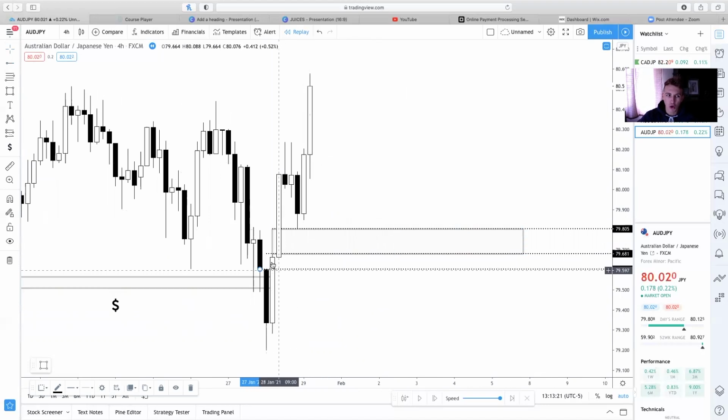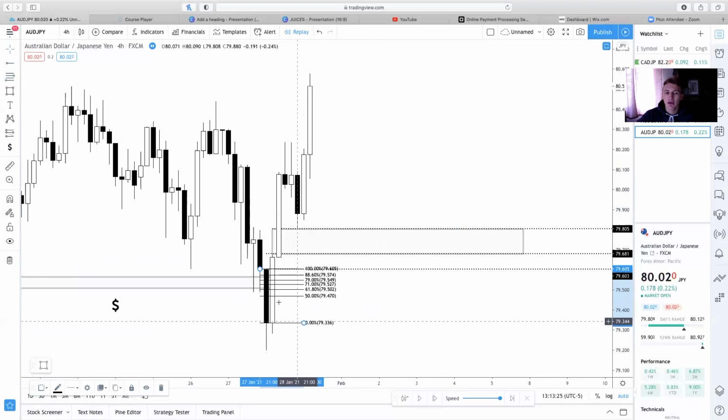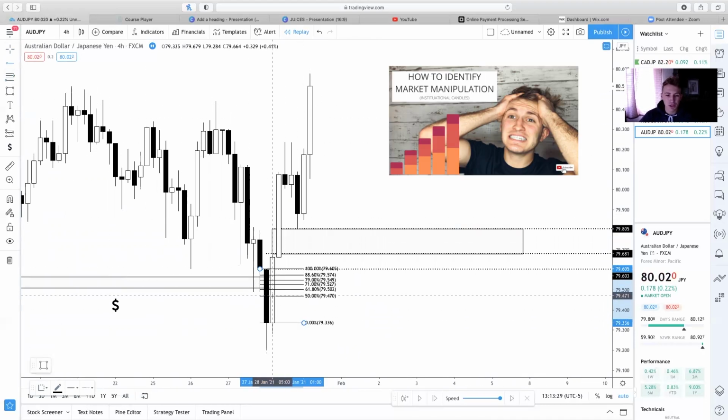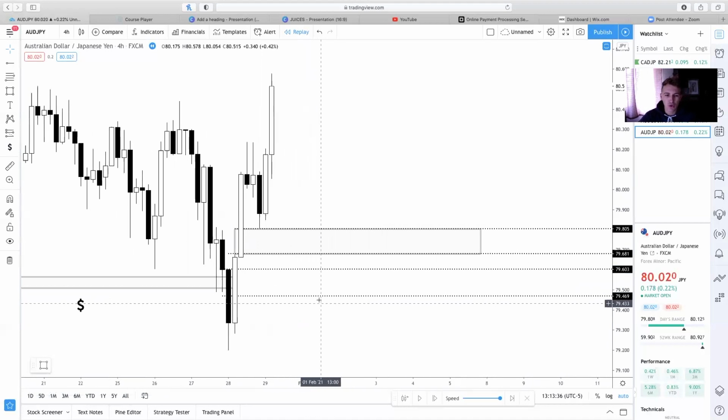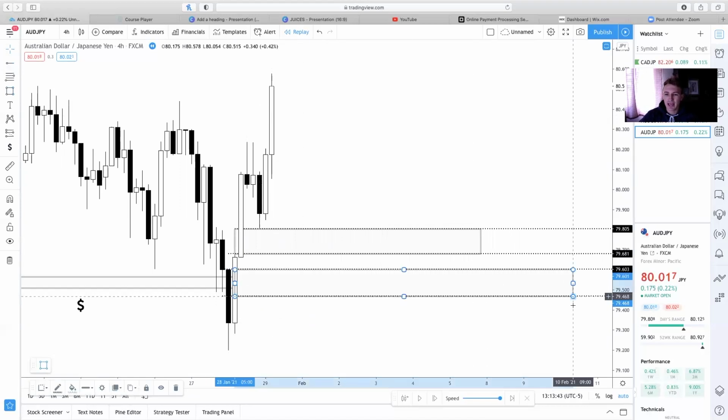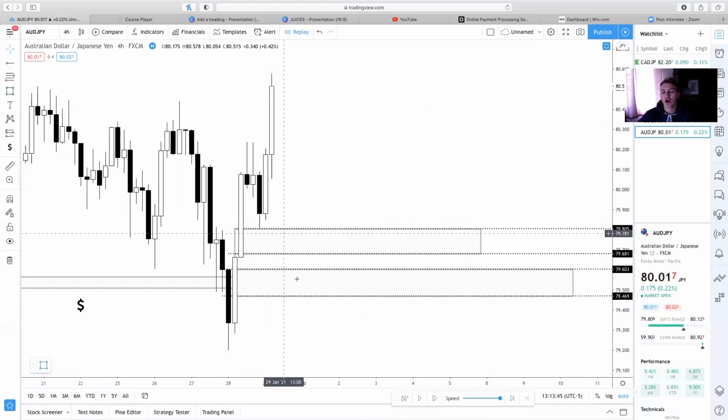We're going to mark up the open, and then we're going to mark up the 50% of the body of that candle. If you want more information on how to identify this, just go to my last video and it will break down how to identify institutional candles. All right, let's go ahead and mark that up. So a lot of people are going to be looking at this area where our institutional candle is at to take a trade, but the market doesn't always play out exactly how we want it to.